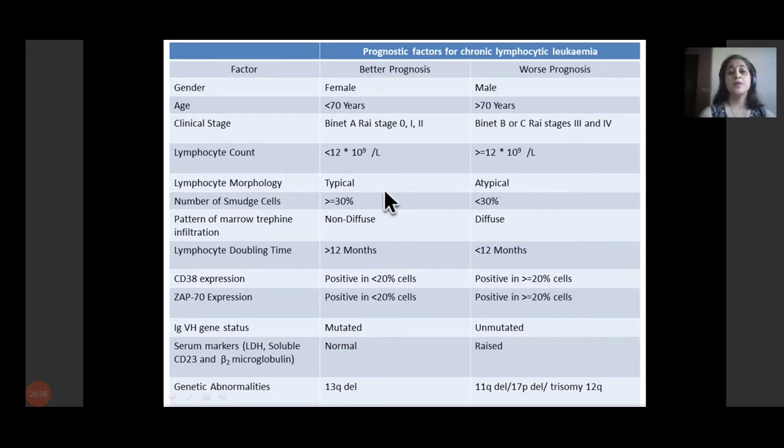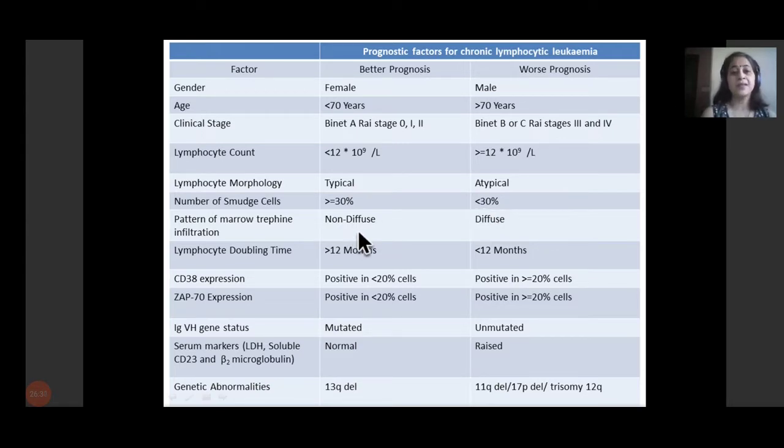Typical morphology of CLL is a good prognosis. Atypical is a bad prognosis. Number of smudge cells, quantitation is very important. If it is more than or equal to 30%, it has a good prognosis. And it's a very simple modality. Just on peripheral smear, if we do the differential count, we give the number on the smear itself. It can prognosticate the patient better. If it is less than 30%, it has a poor prognosis.